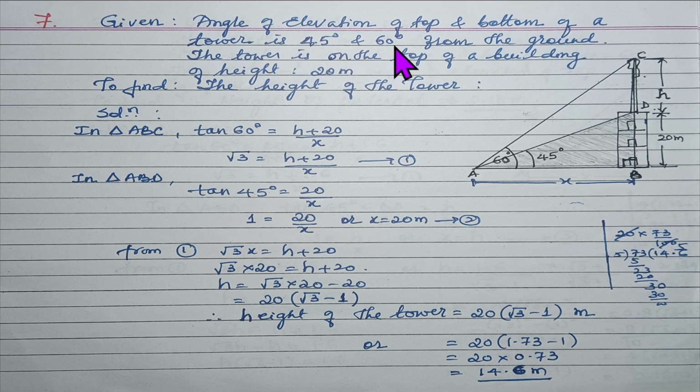Now coming to the next example, we are given that the angles of elevation of the top and bottom of a tower are 45 degrees and 60 degrees from a point A on the ground. The elevation of the top of the tower is 60 degrees, and the elevation of the foot of the tower is 45 degrees.